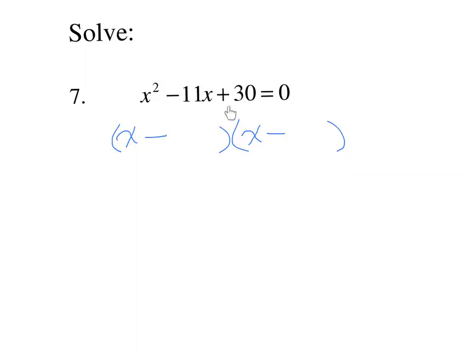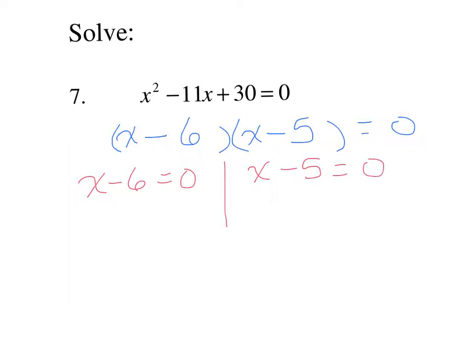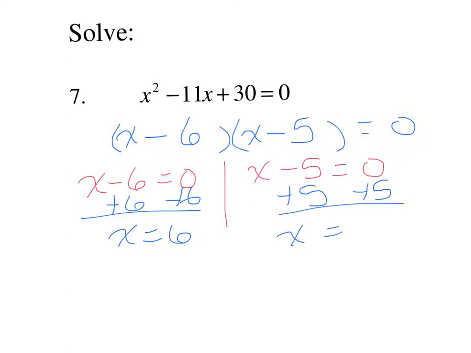We're looking for two numbers that multiply to make 30 and add to make 11. That would be 6 and 5. So those are our factors. We make our little equations equal to 0 from those factors, and we solve those. On this one, x equals 6, and on this one, x equals 5. So our solution, x equals 6 and 5.